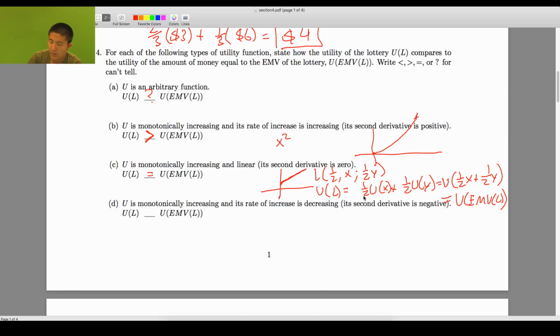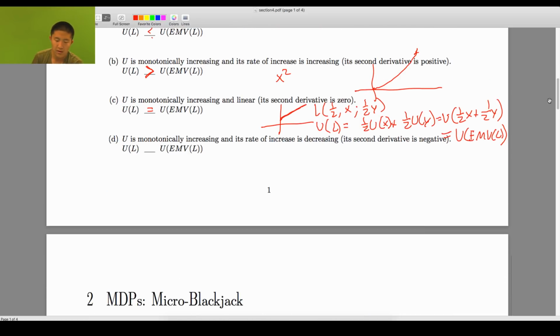And for part D, it's the opposite of part B, where the function is something like the square root of x. These functions are more risk averse, so they would always prefer the flat amount of money, which is the EMV, compared to actually doing the lottery. So it would be less than.